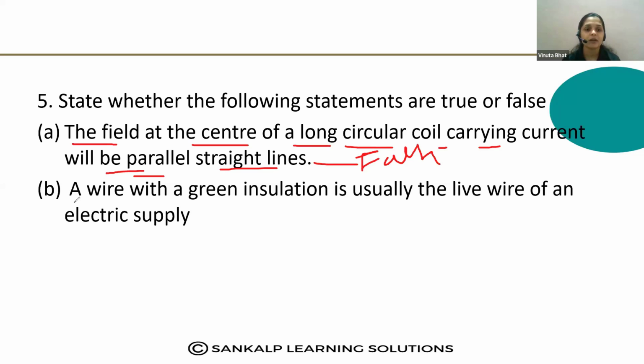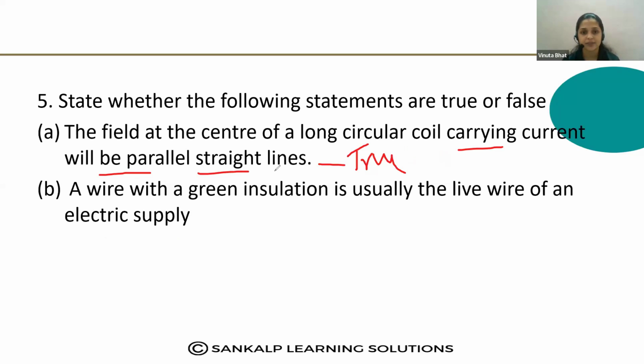Second question, a wire with green insulation is usually the live wire of the electric supply. No, sorry. So this is correct. Okay, this is true. Sorry, this is true. The field at the center of the circular coil carrying the current will be parallel straight lines. Yes, this is the correct sentence.